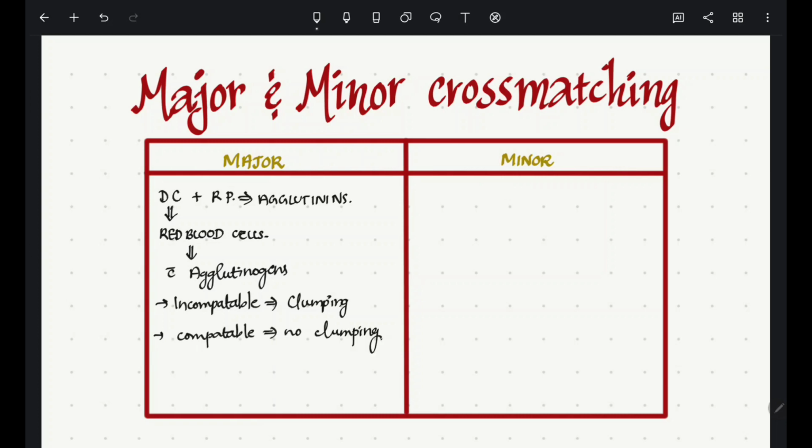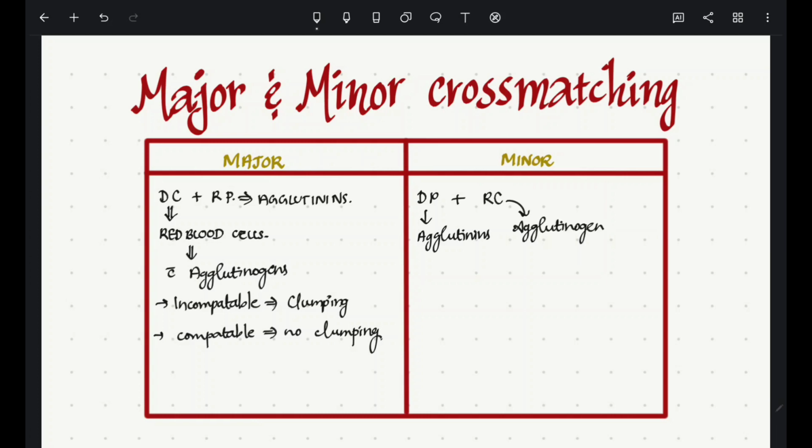Now let us discuss minor cross matching, and then come back and explain why it is called major and minor respectively. Okay, good to go. In minor cross matching, we take the donor's plasma and the recipient's cells. So major is DC, and minor we can make on our own: the donor's plasma and the recipient's cells. The donor's plasma contains agglutinins and the recipient's cells contain agglutinogens.